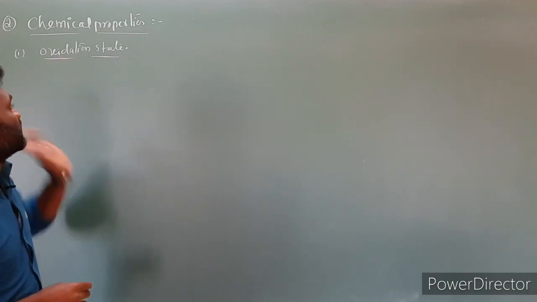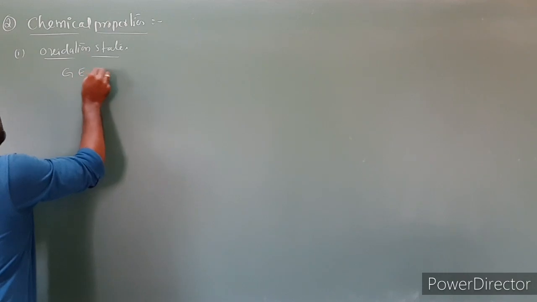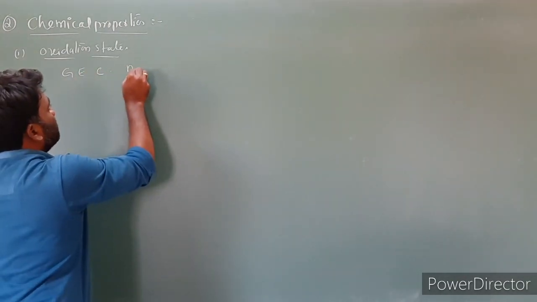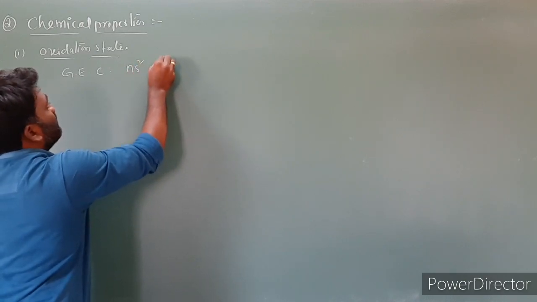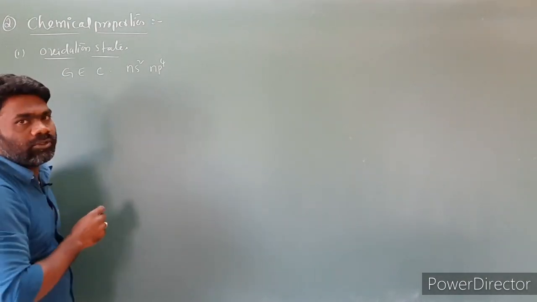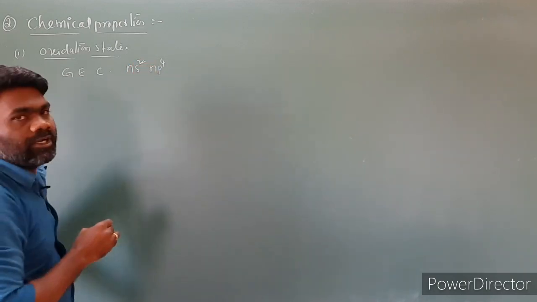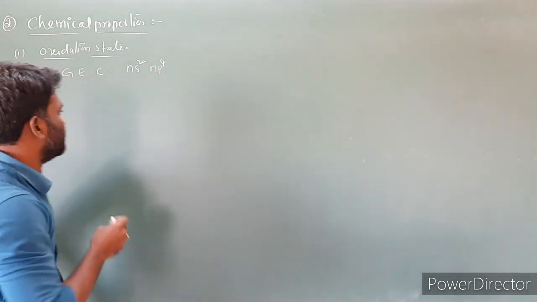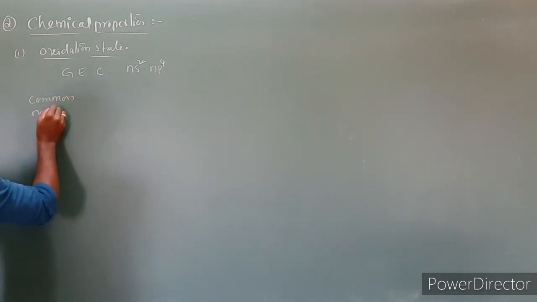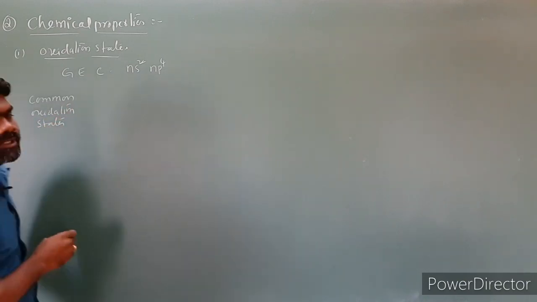So first we have to identify the general electronic configuration of these group 16 elements. The general electronic configuration of group 16 elements is ns2 np4, where n is equal to 2 to 6. Now, based on this, we are able to identify the common oxidation states of these group 16 elements.